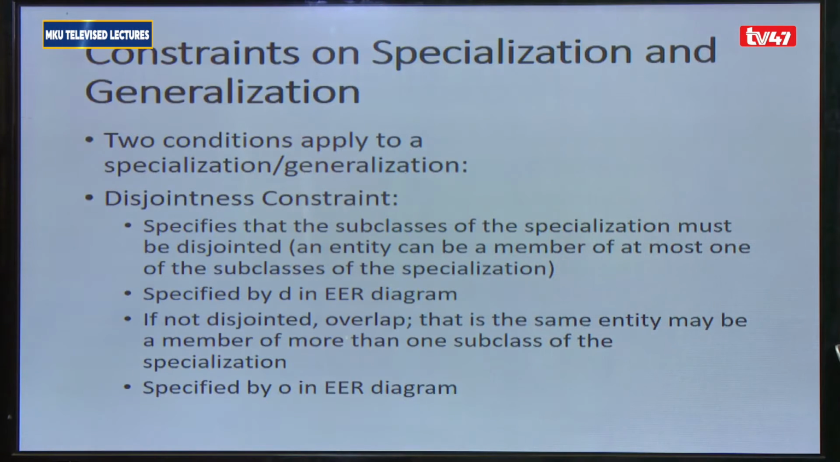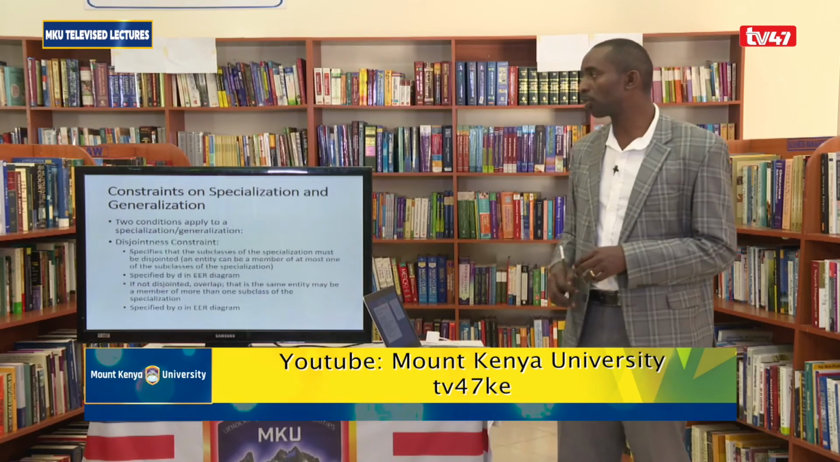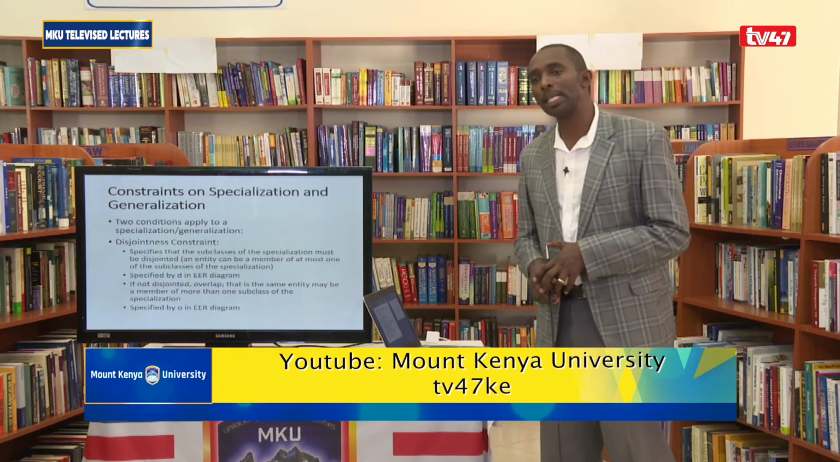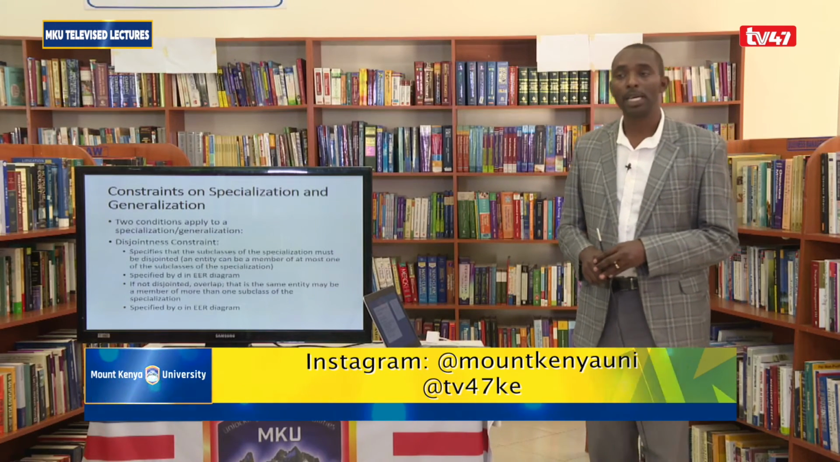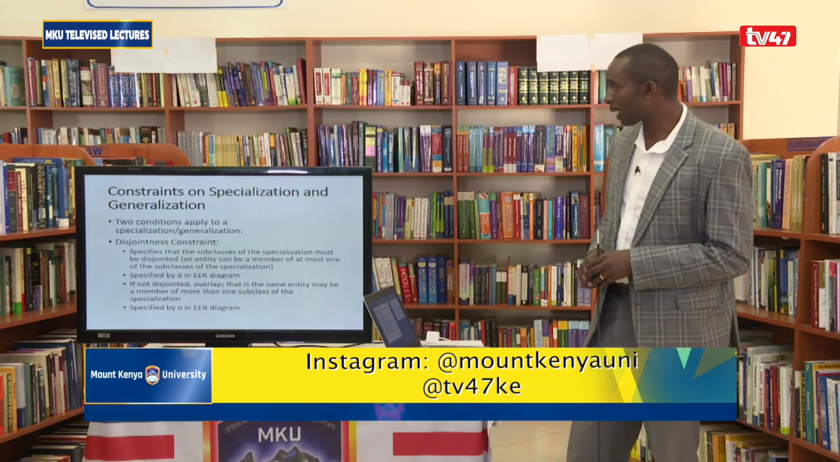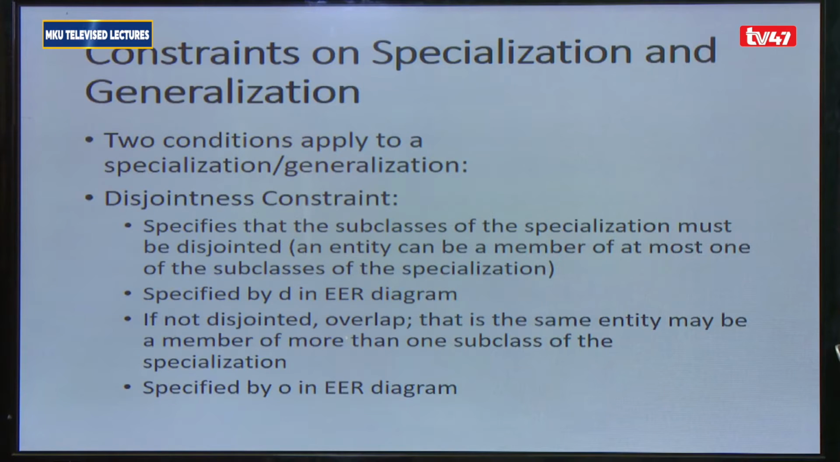I want us to take this further by looking at constraints on specialization and generalization. And these constraints should actually appear on your enhanced entity relationship diagram. Remember, as a database designer, you first sketch it down on paper before it can be implemented physically.